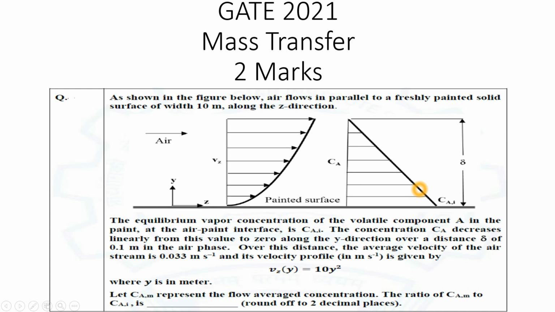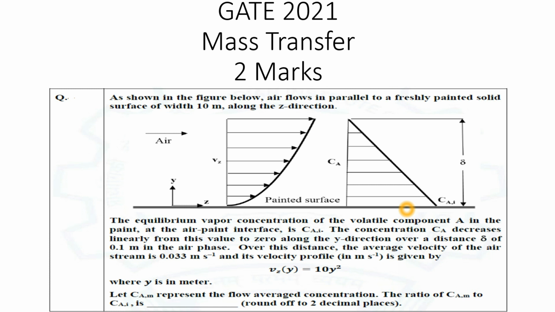And we have given the velocity profile. You know very well what is velocity profile. At the surface, it is 0 in case of the no-slip condition. Then Vz is equal to 0. If you put y equal to 0, then Vz will be 0. And you can see in the upward direction, velocity will increase continuously. So we have given Vz also, where y is in meter.